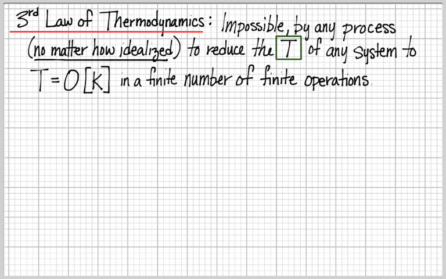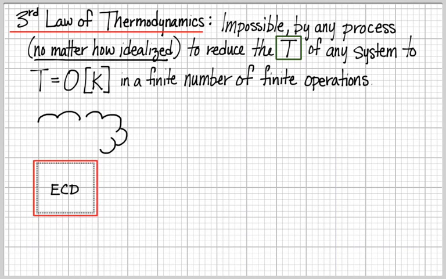It is impossible by any process, no matter how ideal, to reduce the temperature of a system, any system, to 0 Kelvin in a finite number of finite operations. Okay, that's the mathematical part of this. But essentially, if I wanted to get to 0, I would have to dump all the energy out of the universe into a second, say, pocket universe. And if you've been watching your Doctor Who, you know that creating pocket universes is a bad thing.